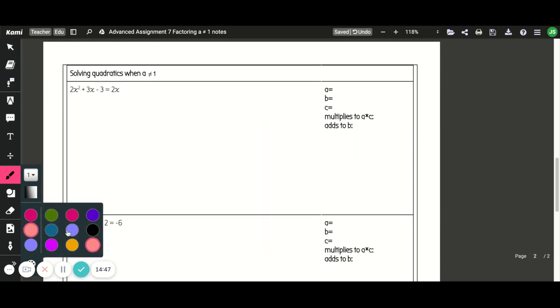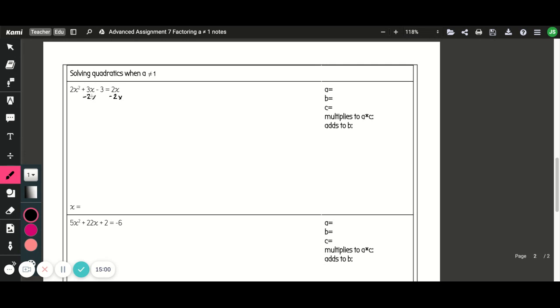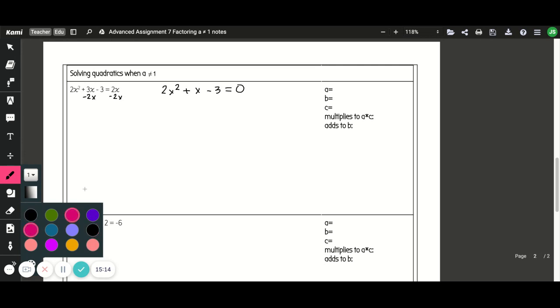We want to make sure that it is in the correct form. So to solve quadratics, you need it set equal to 0. So I'm going to take this 2x and move it to the other side by subtracting. So I get 2x squared plus x minus 3 is equal to 0. So this will not work if it's not equal to 0. You got to get that first.